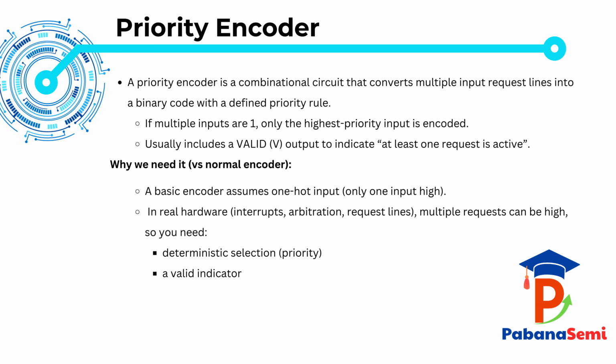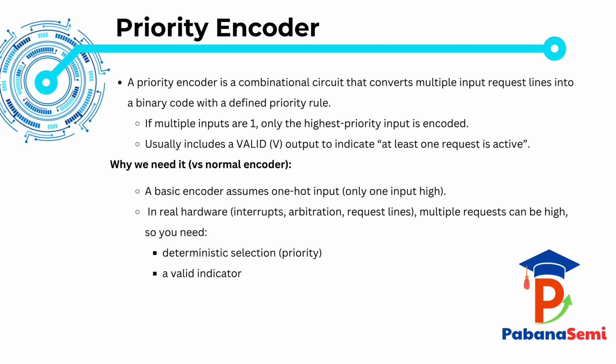Most priority encoders also provide a valid output, V, to indicate that at least one request is active. If all inputs are 0, then V becomes 0 and the output code is typically kept at a default value.